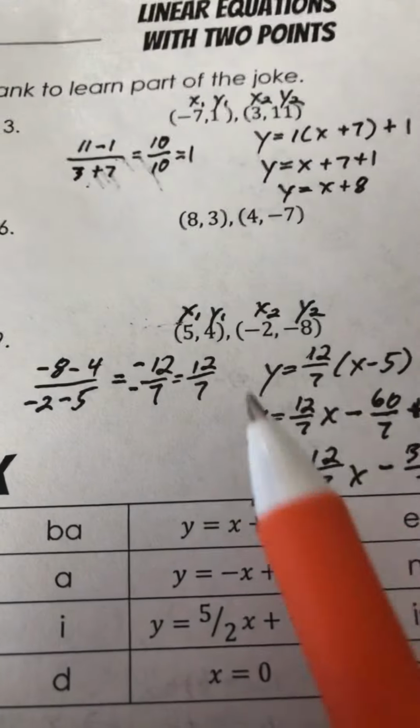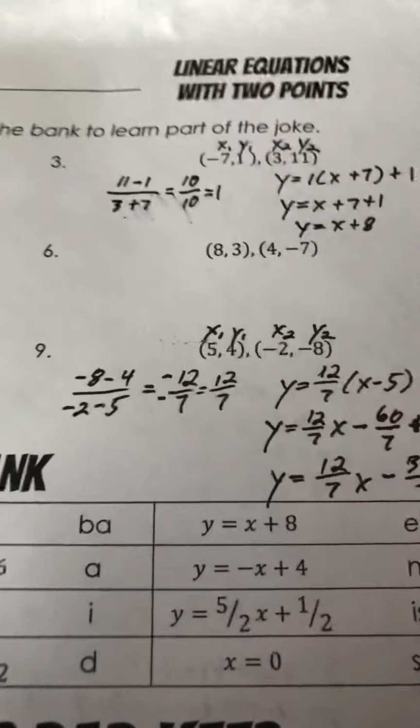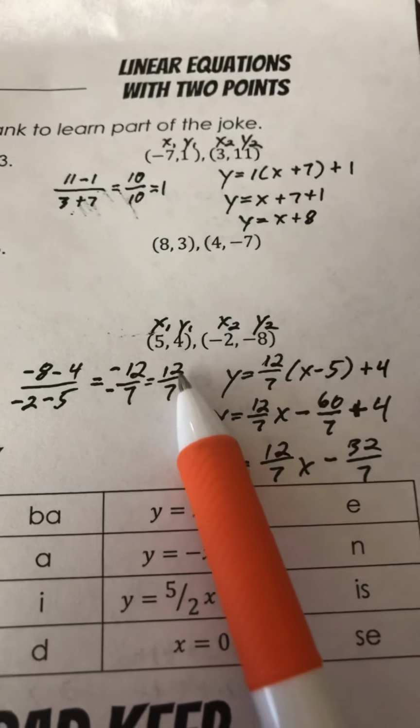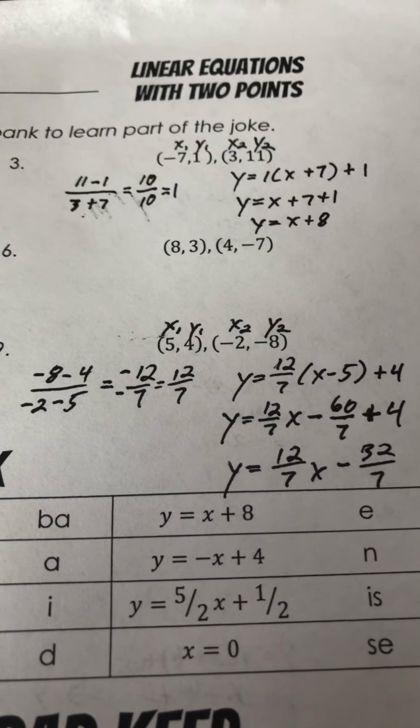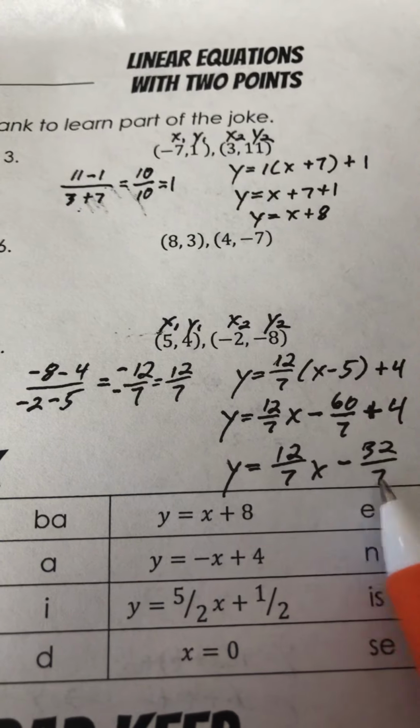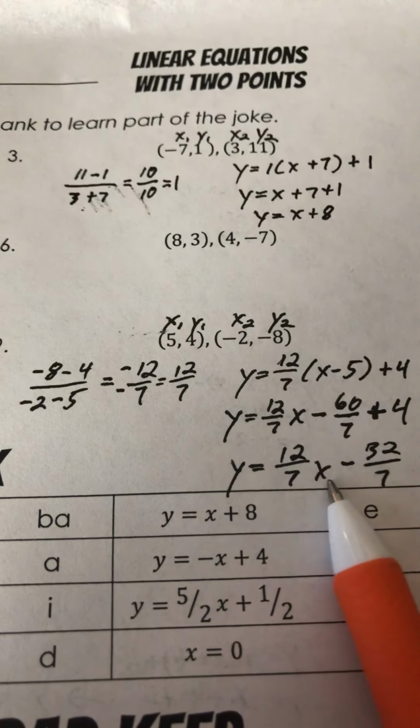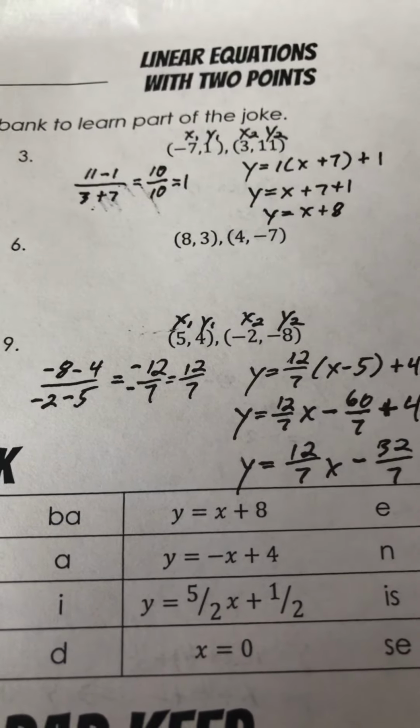Number 9. Have it all worked out here for you. I found the slope. Slope ends up being negative 12/7. And then working all this out, I end up getting y equals 12/7 x minus 32/7.